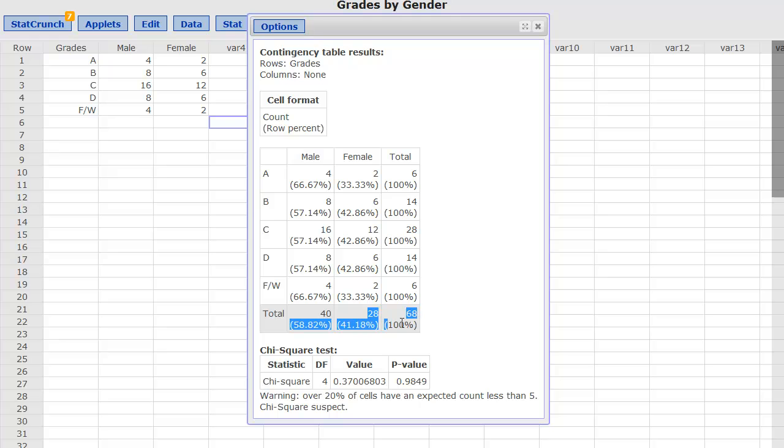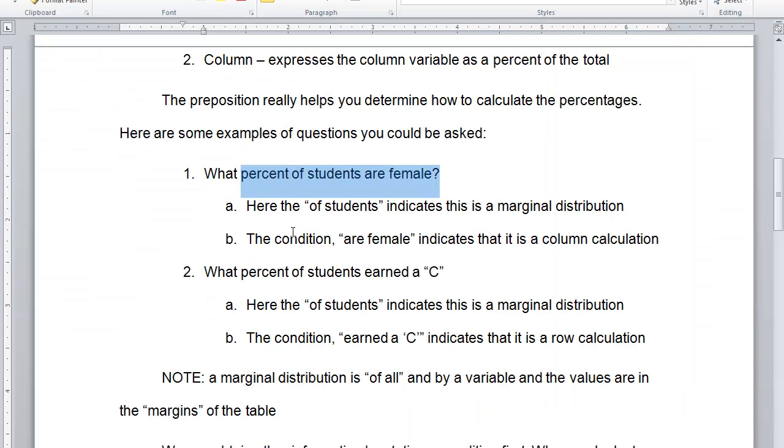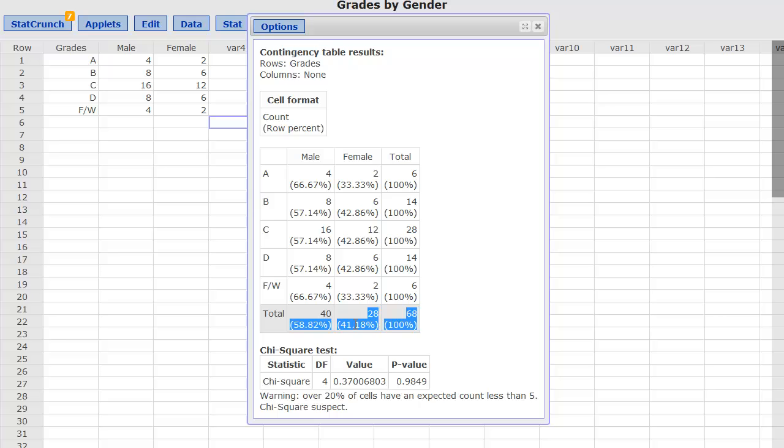So here I can see that in this margin at the bottom of the columns, I have 58.82 male students and 41.18 female students. And yes, I did flip this to a row percent, but just so it could tell me what the marginal percentage was. Okay? I think the big thing to think about is not whether I did a row or a column calculation, but the fact that what it's giving me is the percentage of females out of the total. So the answer to my question here, right, what percentage of the students are female?